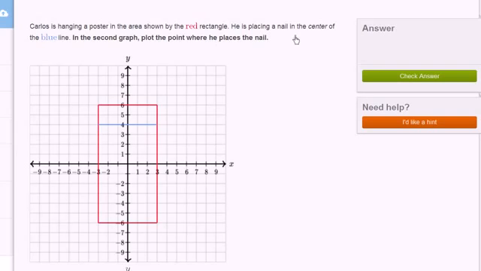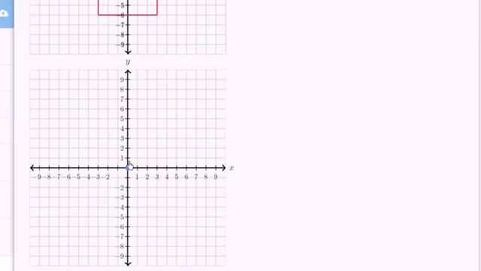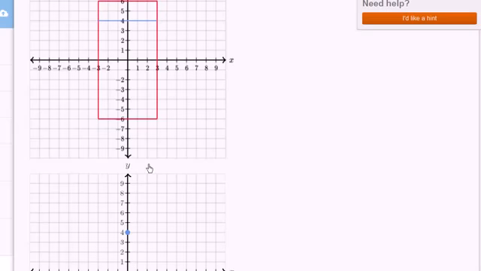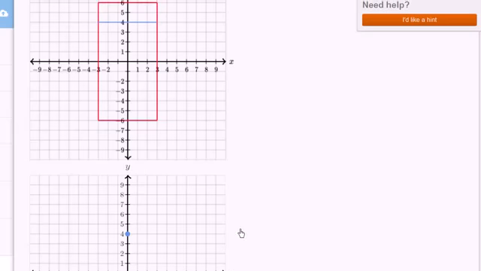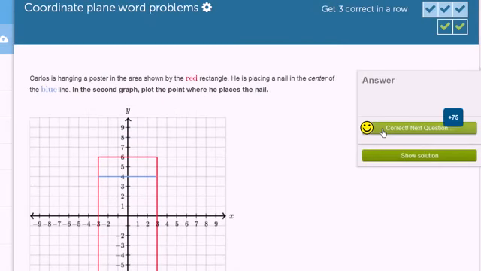So he wants to place a nail in the center of the blue line. The blue line is 6 units long, so the center is right over here. That's 3 to the right, 3 to the left. So he wants to put the nail at x equals 0, y equals 4. That's this point right over here. So let's check our answer. Let's do one more.